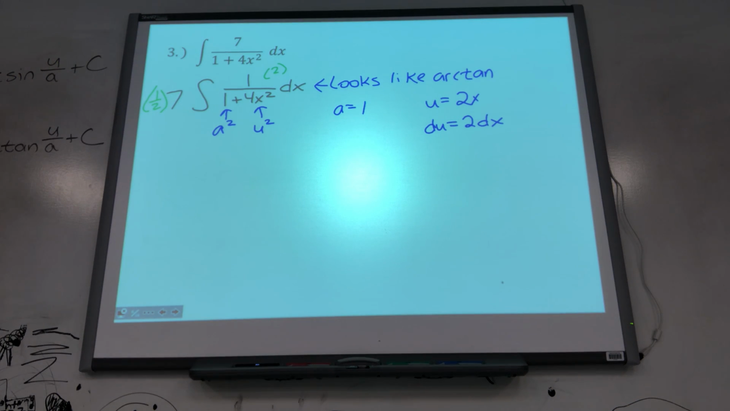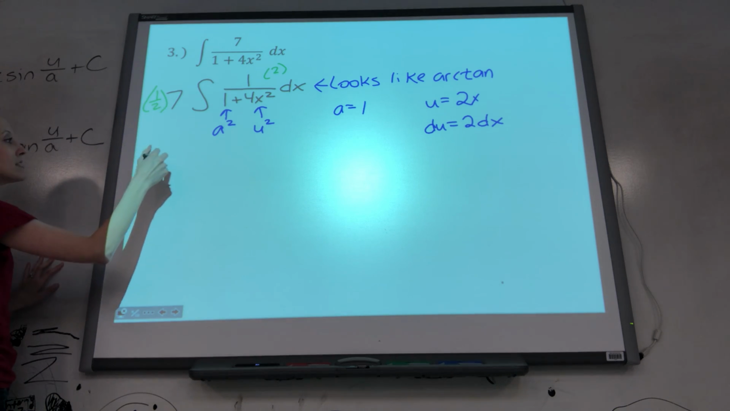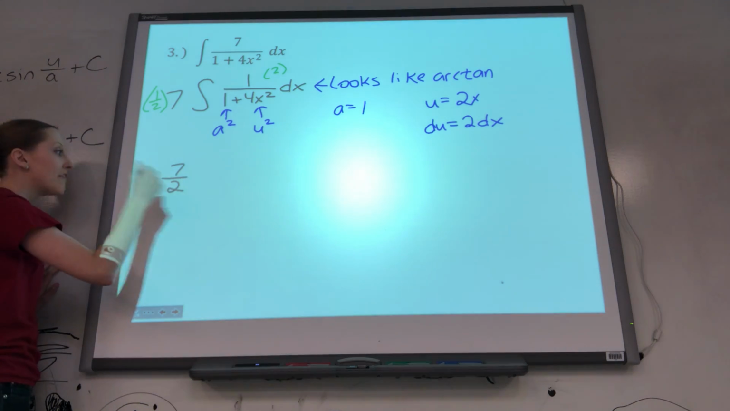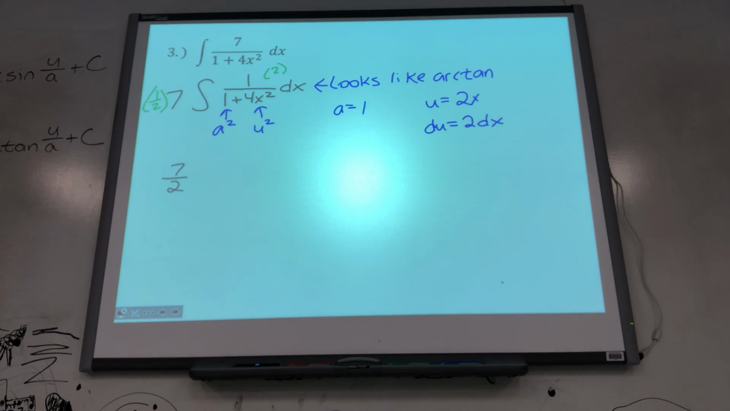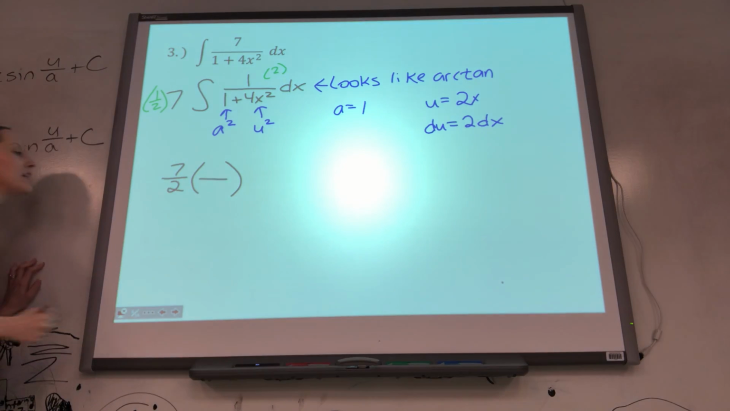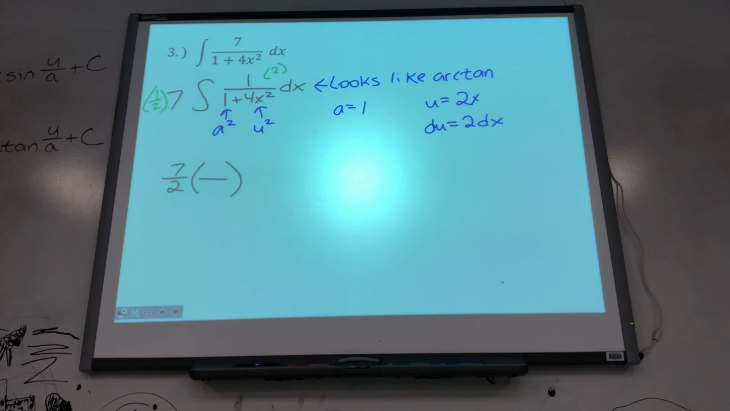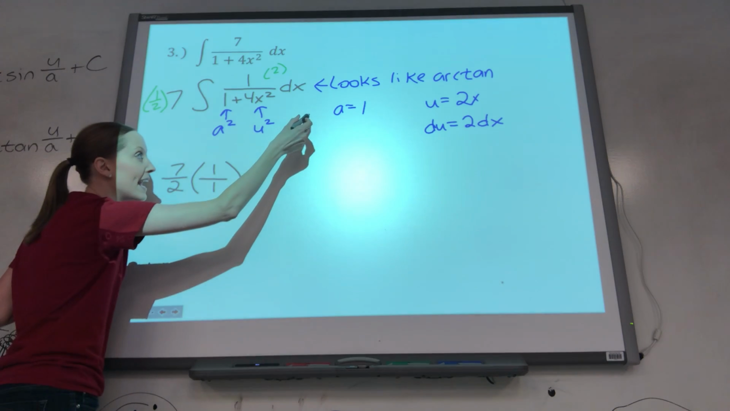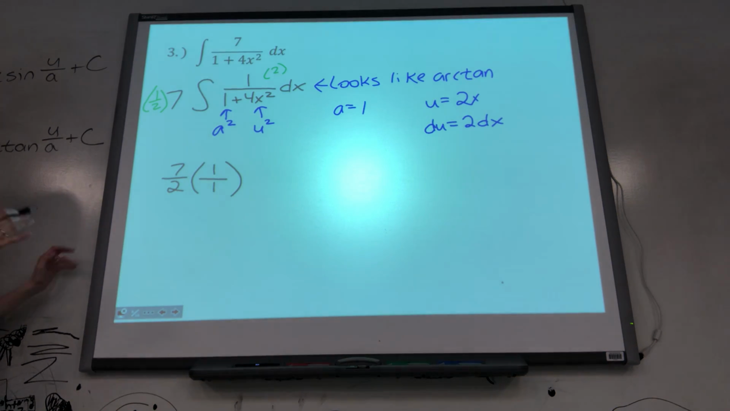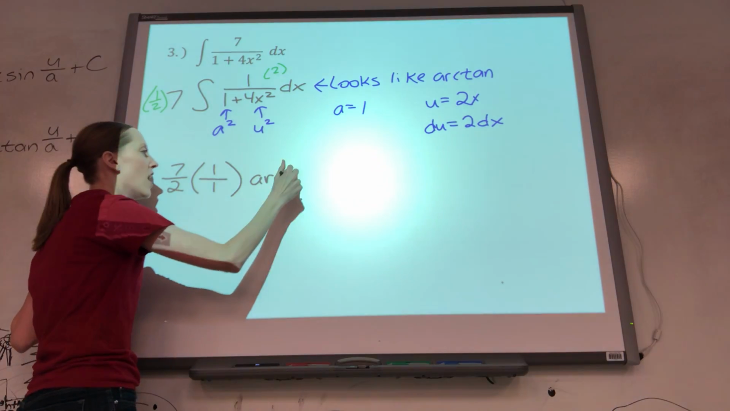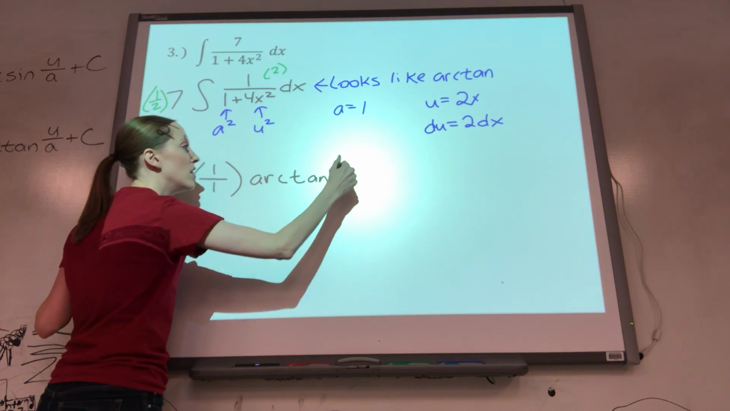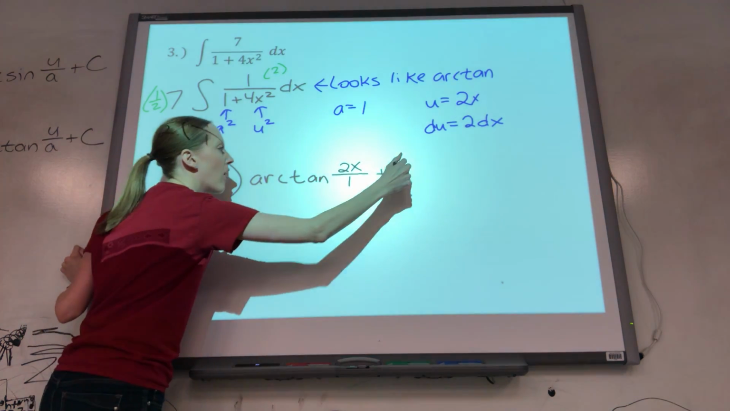Now there's a lot going on out front, so let's kind of put it all back together. The 1/2 times 7 just makes 7 halves, so I can go ahead and put that down. Now integrating with arctan, you also need 1 over a out front. So this 7 halves is going to get multiplied by 1 over a. Now a is just 1, so 1 over 1 is not really going to do much for us. Arctan of u over a plus c.